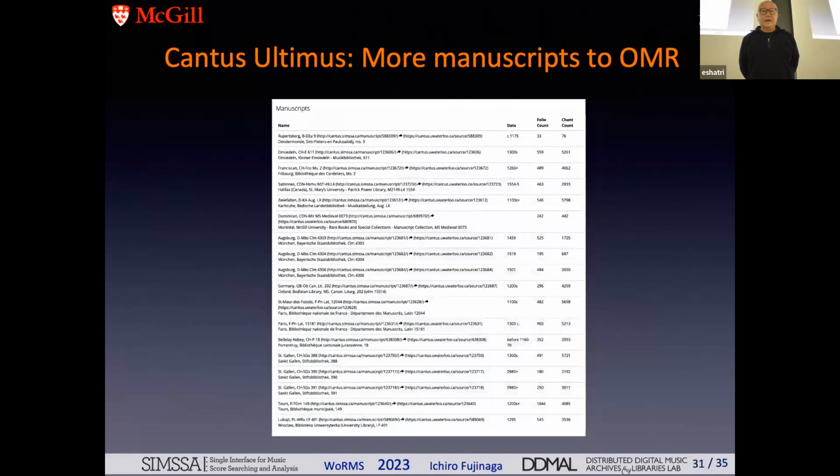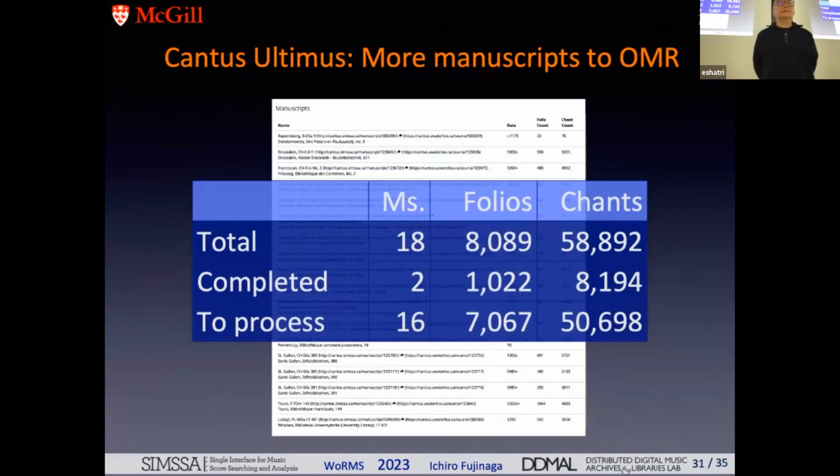So we have a lot more manuscripts to OMR. We have collected these, and they all have IIIF and text information from the Cantus database. So we've done 2 out of 18. We're working on the 3rd one. It should get faster as we go. We're debugging the whole system as we go. So that's why it's taking quite a while.